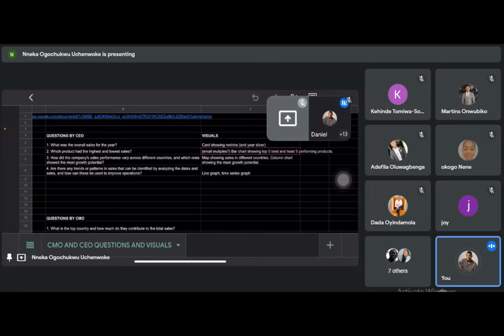Then 4, are there trend patterns in sales that can be identified by analyzing the dates in sales? Okay, for here, I would just advise you use months and years. If you're doing line charts, just use months and years, because if you use days.